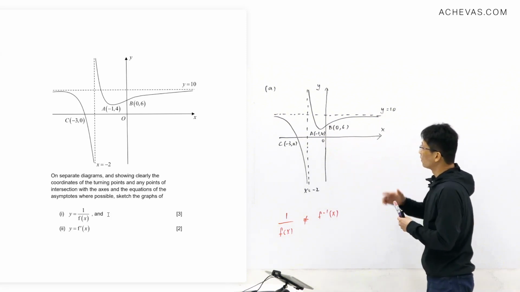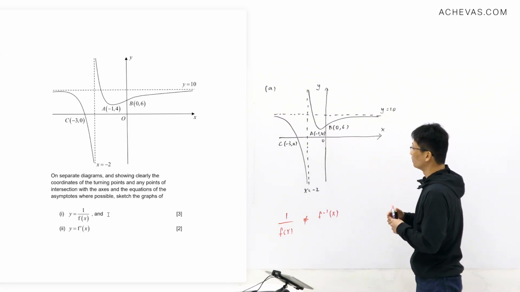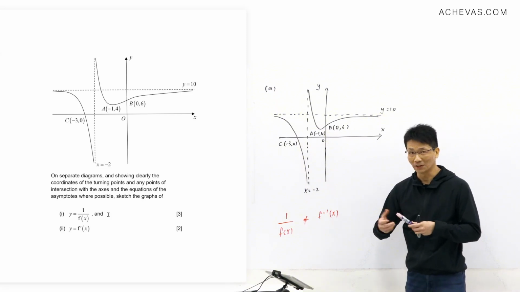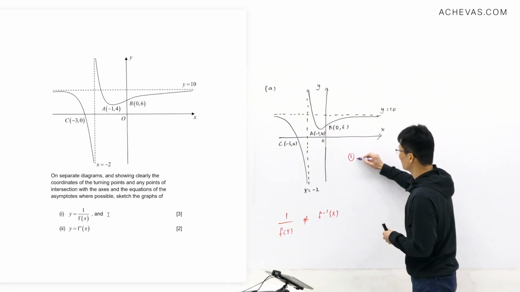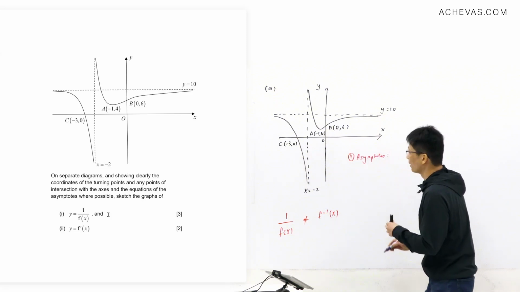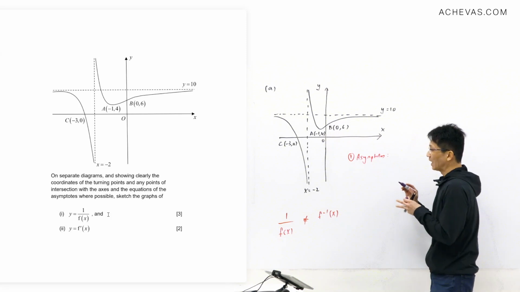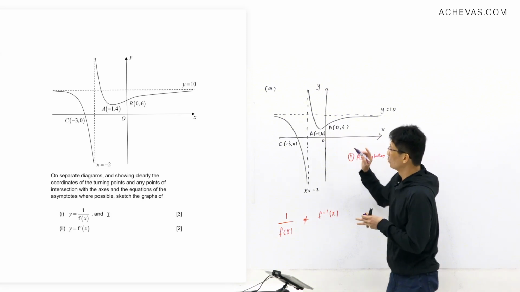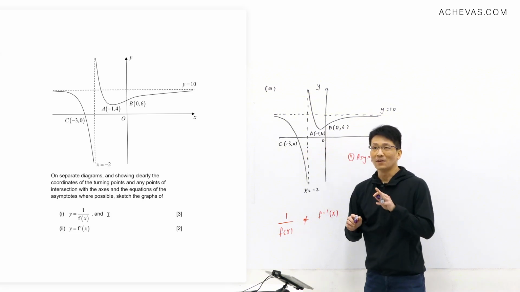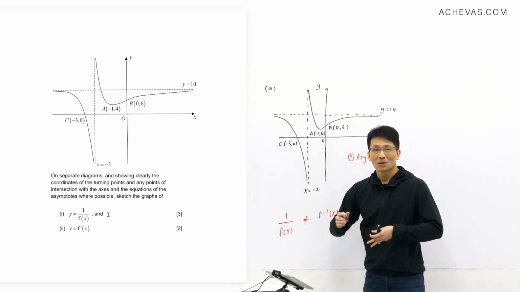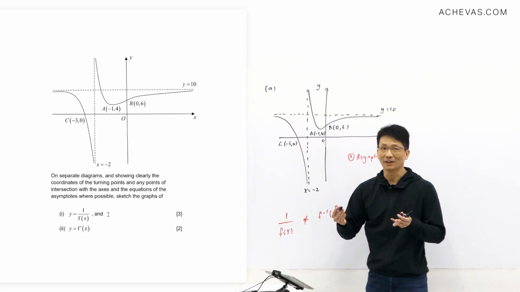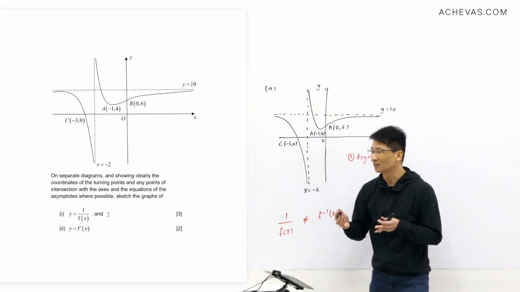Right, before we draw the graph of 1 over f(x), there are certain key features that we would like to analyze first. The first feature that we want to look at is the asymptotes of the 1 over f(x) curve. To find the asymptotes, the first thing we look at is the x-intercept, because at the x-intercept, the value of y is 0. So when you do a reciprocal of 0, it's 1 over 0, which is undefined. So you will get a vertical asymptote.